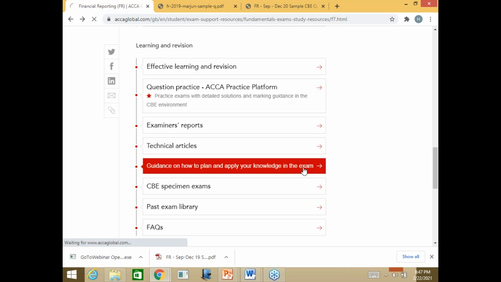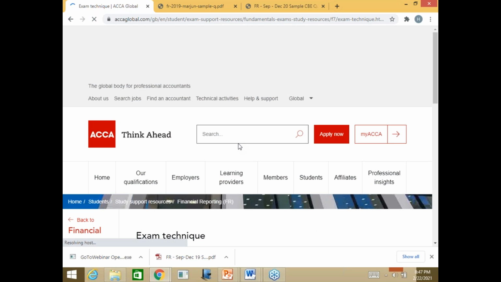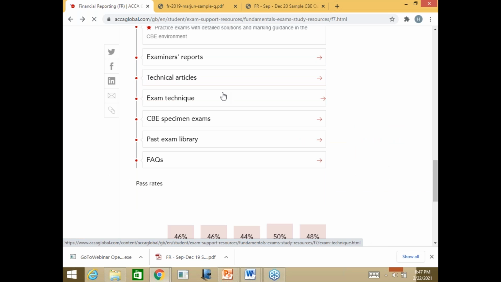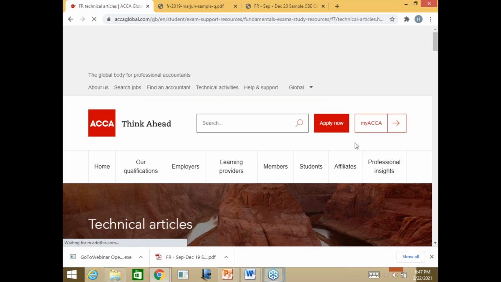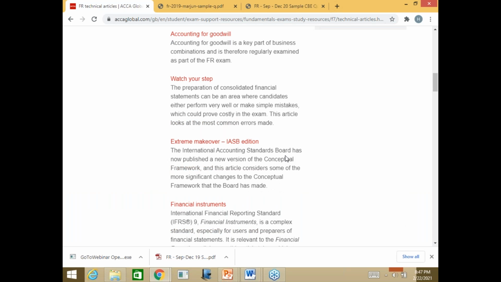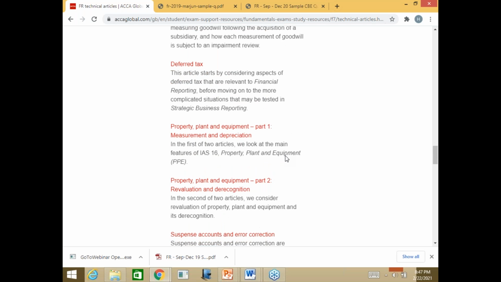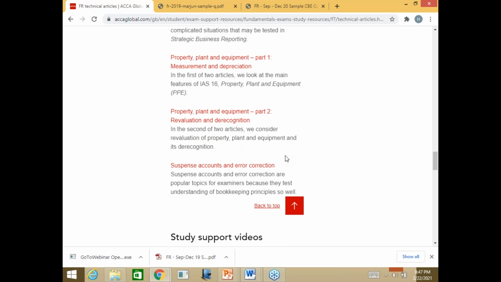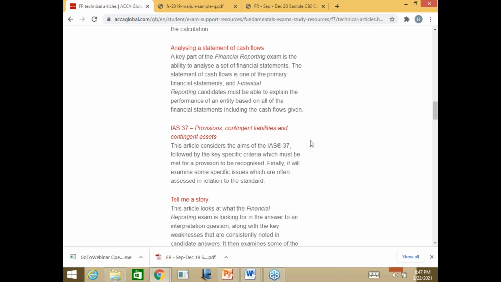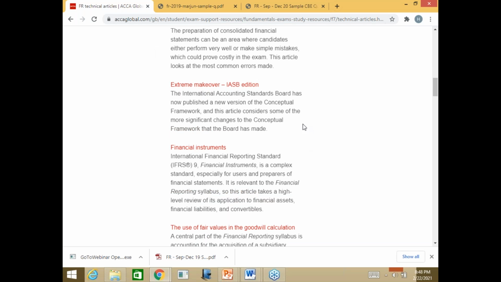and most importantly, the technical articles. Let me click again on the technical articles. Yes, these are very useful articles for the students. If you read all these articles, they are very well written by the examining team, and very helpful for students who have a problem in a particular area. But this does not cover the whole syllabus. This is all about the most important areas of the syllabus.